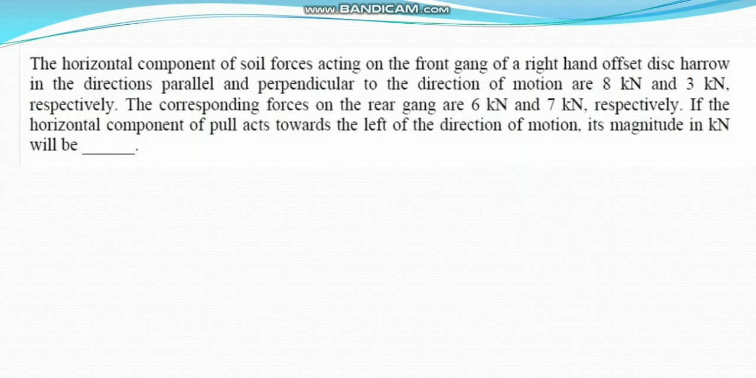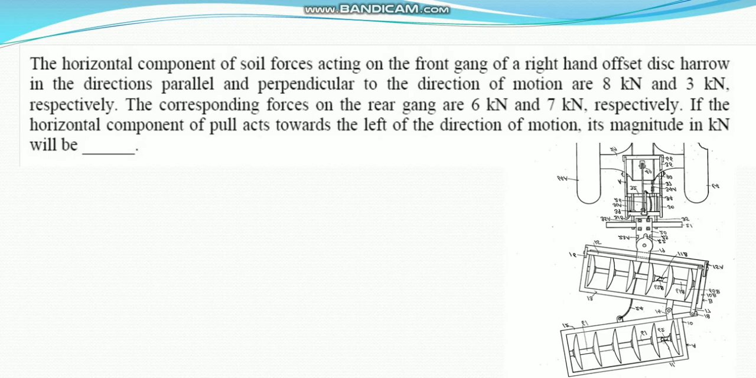Next question. The horizontal component of soil forces acting on the front gang of a right hand offset disc harrow in the direction parallel and perpendicular to the direction of motion are 8 kN and 3 kN respectively. Corresponding forces on the rear gang are 6 kN and 7 kN respectively. If the horizontal component of pull acts toward the left of the direction of motion, its magnitude in kilonewton will be dash.